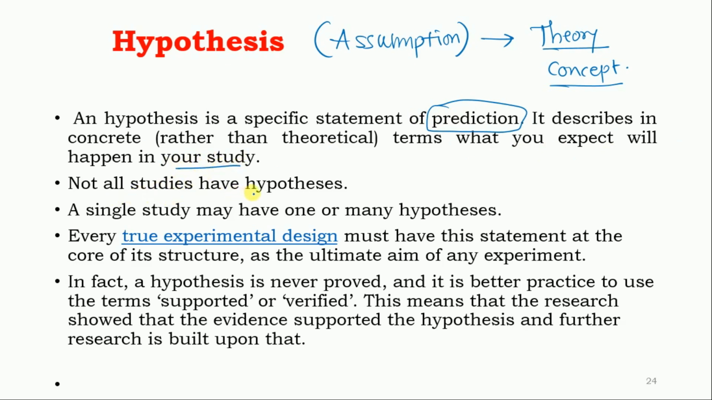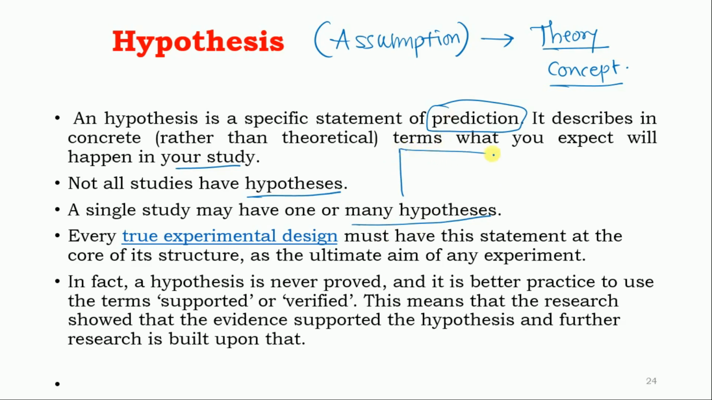Not all studies have a hypothesis. Not all studies necessarily have a hypothesis. A single study may have many hypotheses. Both of these statements are very important. All research may not have a hypothesis, or one research may have a number of hypotheses. So I will give an example.